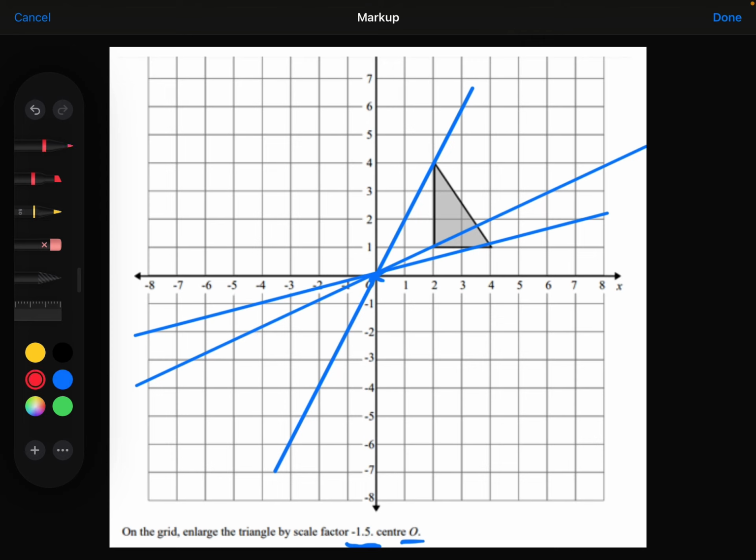Right, so let's look at this corner here first. So from the centre, that's 2 squares across and 1 square up. We're going to make that 1.5 times bigger, but in the opposite direction. So that's now going to be 3 squares across and 1.5 squares down, which will be here.